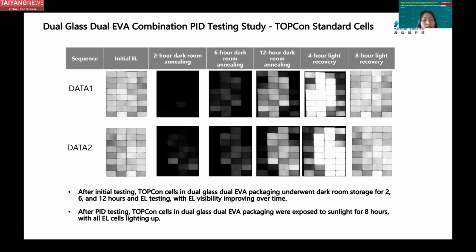This data is from an experiment performed with a combination of the improved EVA and a regular TOPCon cell. The power has a big attenuation. As the rewarding time lengthened from 6 to 12 hours, the EL was being lit up. After the module came out of the dark room, we put it outside for 4 and 8 hours. We can see that the entire EL has returned to its original state at 8 hours.